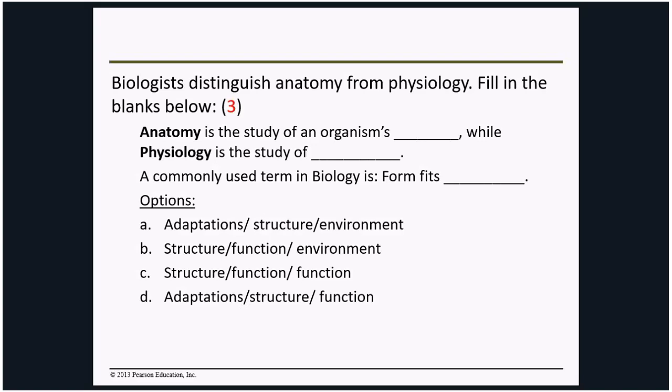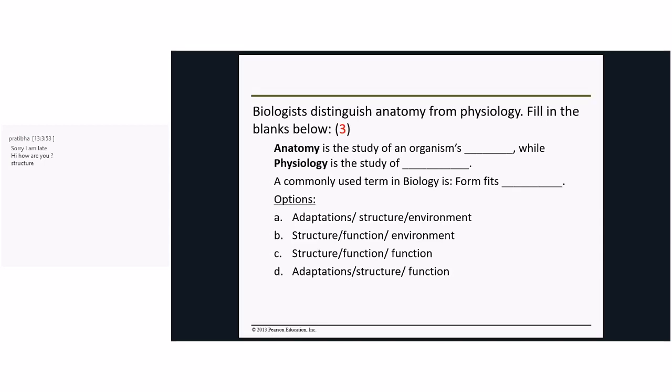So the correct answer for this one would be C. So anatomy is the study of an organism's structure. So anatomy is like the physical parts that make up something. While physiology is the study of function. So physiology is how those parts work. So how does it work? And then a commonly used term in biology is form fits function.